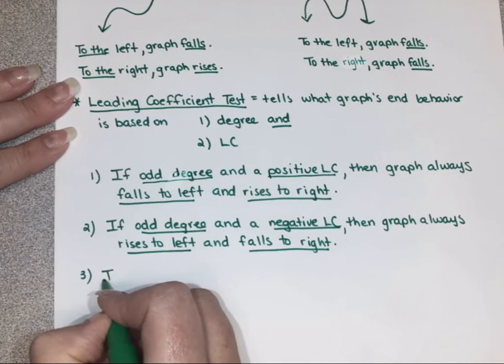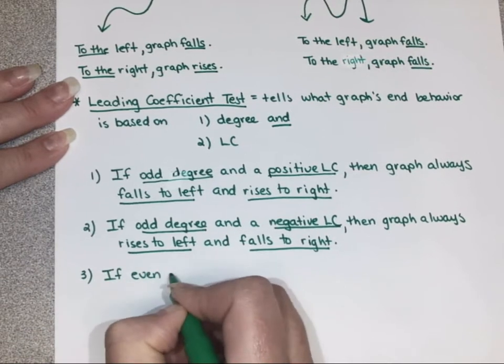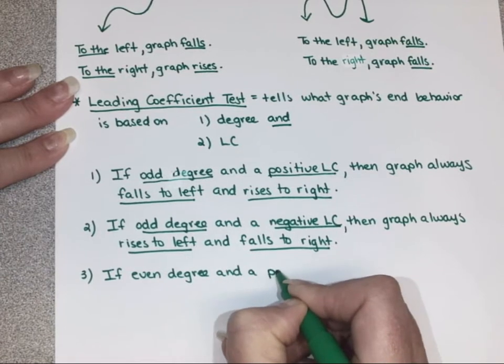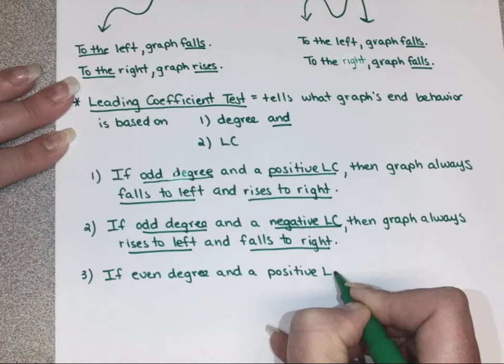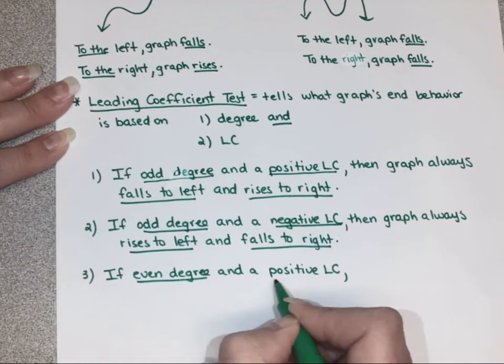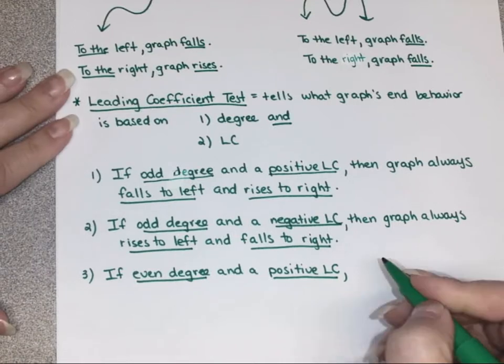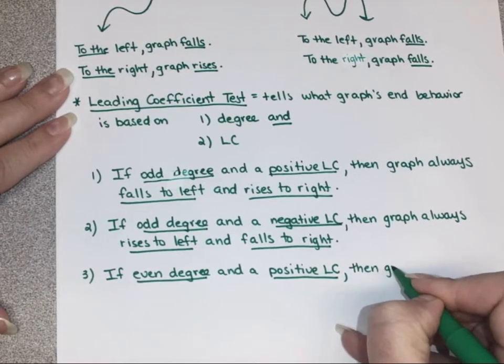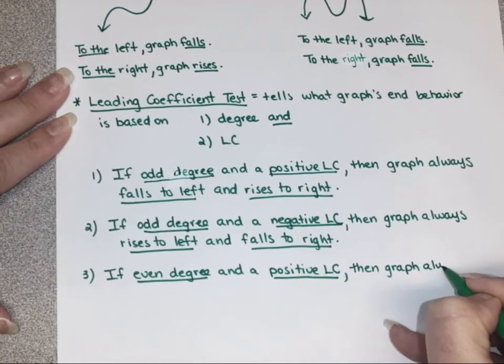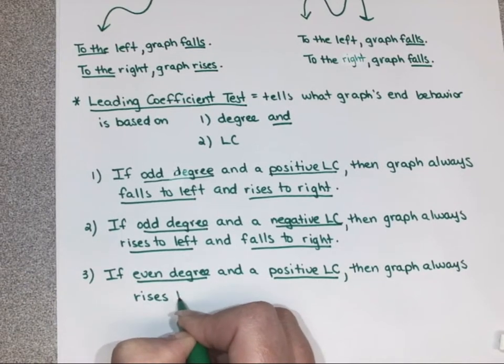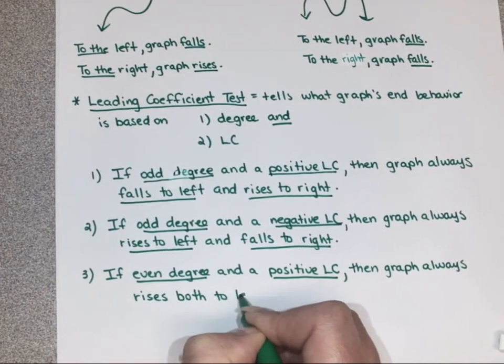All right, so rule number 3, or option number 3, is what if you have an even degree, and we'll start with positive first, and a positive leading coefficient. If you think about it, we've already covered both ways of it going different directions, right? So what do you think is going to happen if you have an even degree and a positive leading coefficient? Yeah, the graph's going to go up in both directions. So the graph always rises both to the left and to the right.